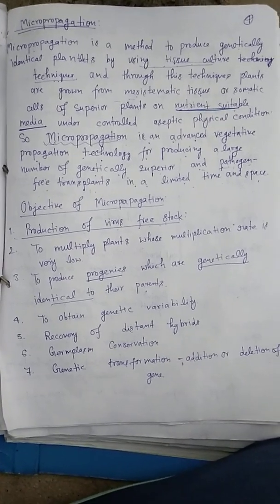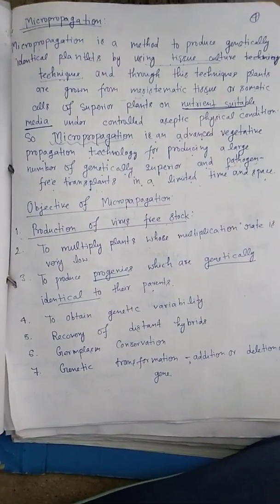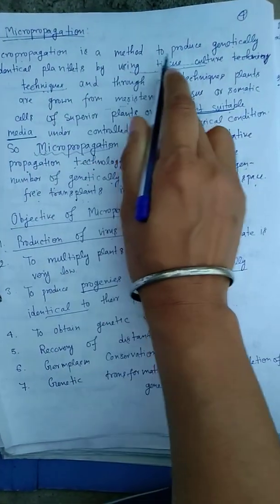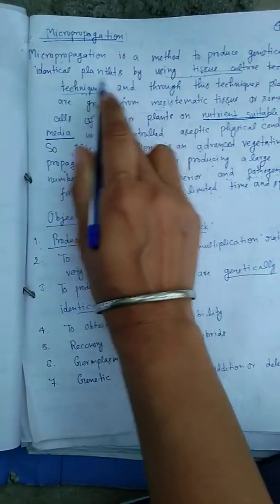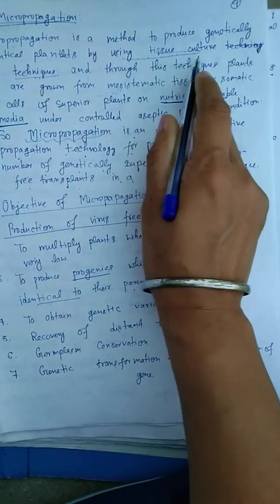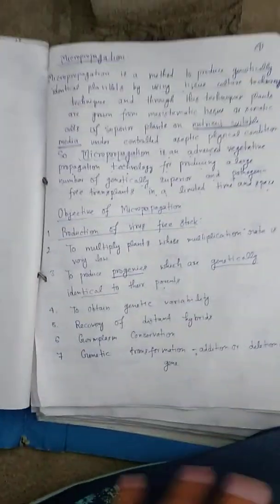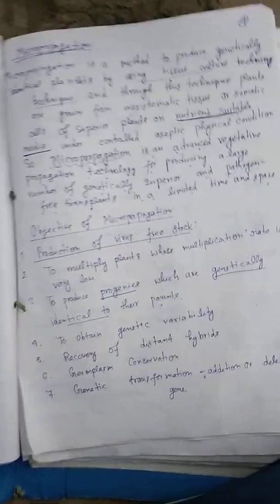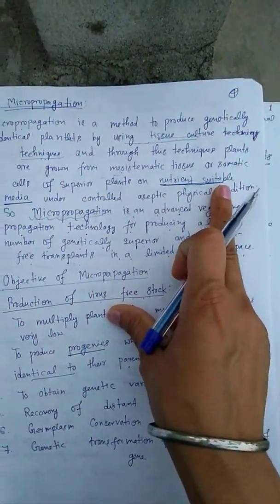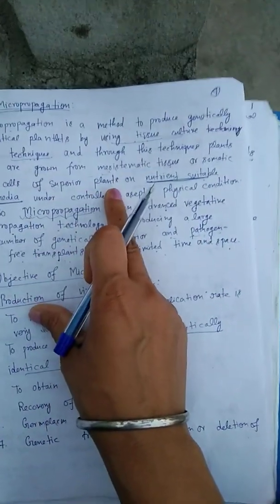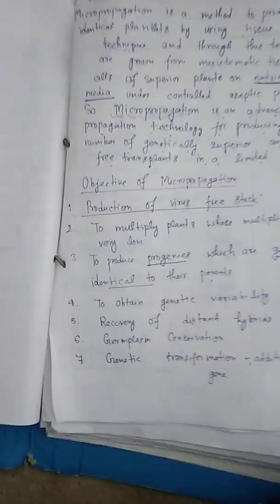Going to discuss about the macropropagation. What is macropropagation? Macropropagation is a method to produce genetically identical plantlets by using tissue culture techniques. So for the macropropagation, there is the requirement of the nutrient media and the meristematic tissue or somatic cells of superior plants. So what is the main objective of macropropagation?